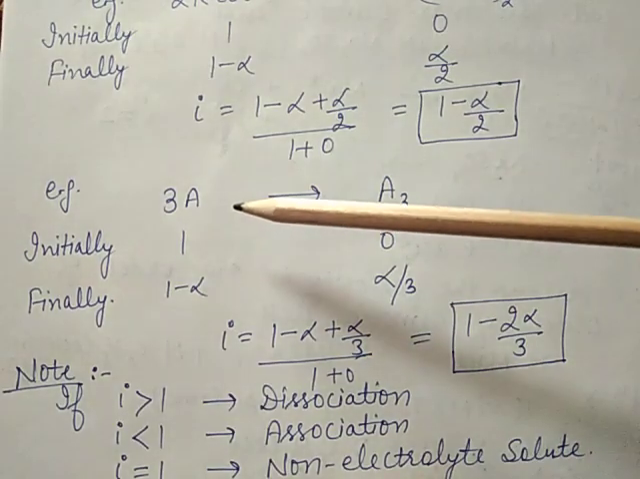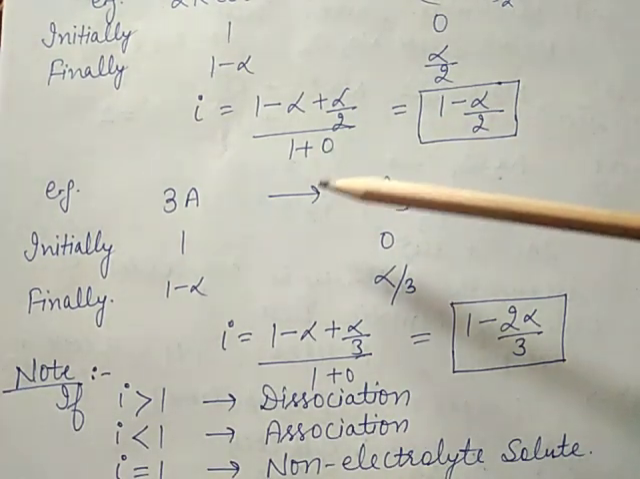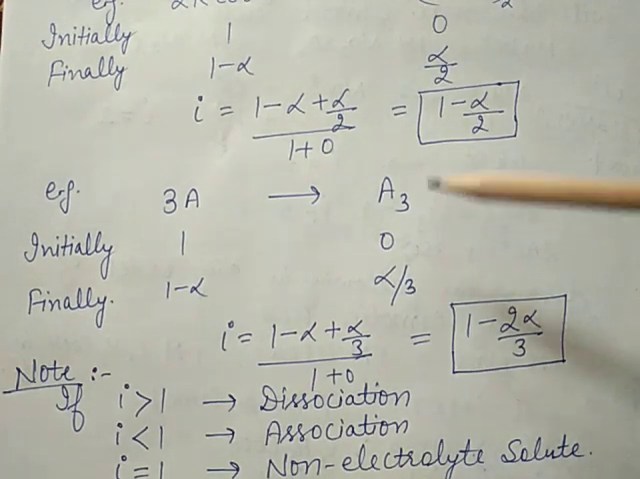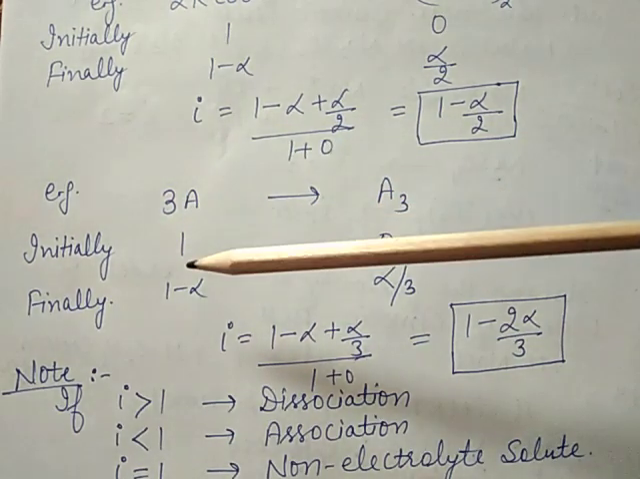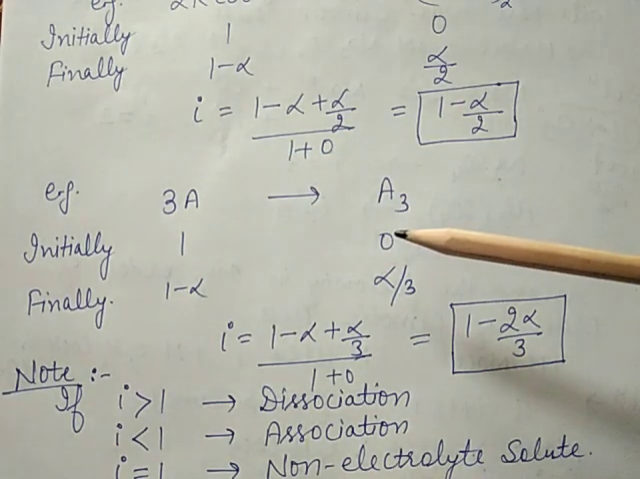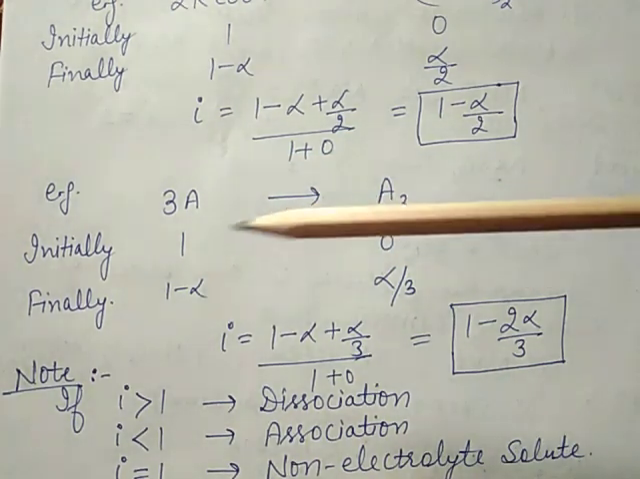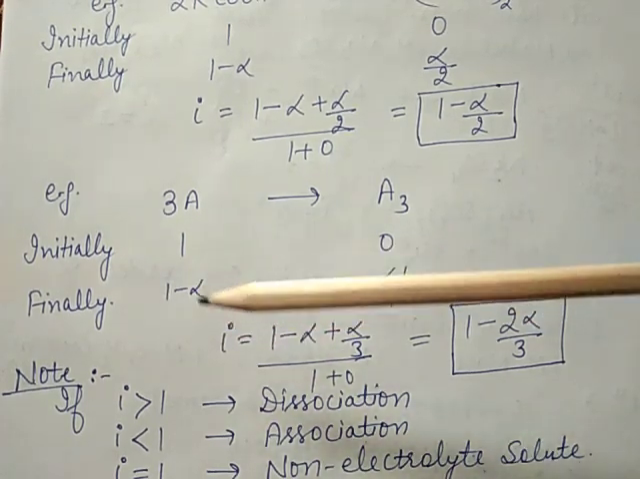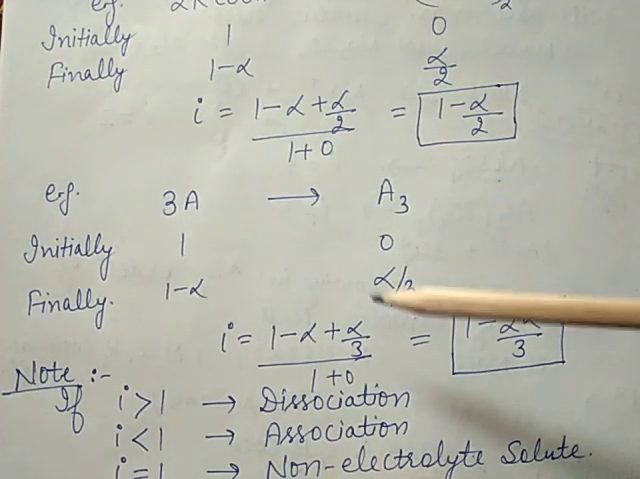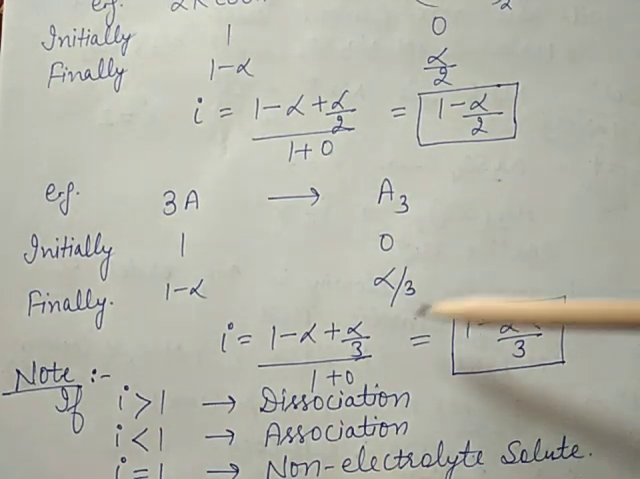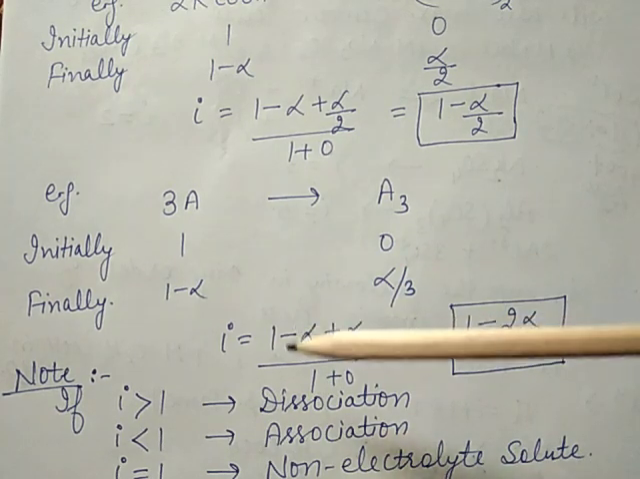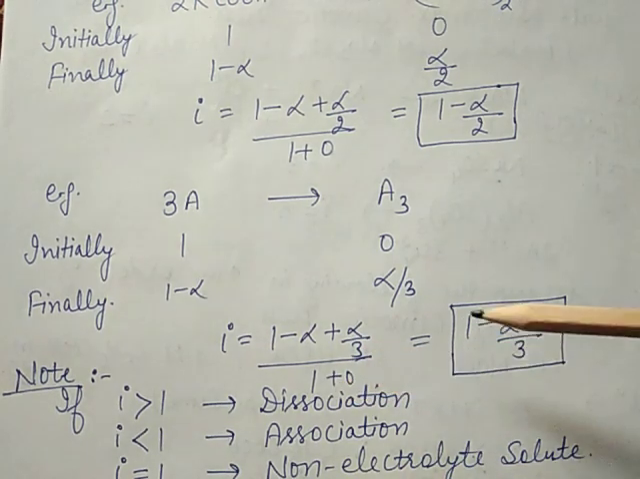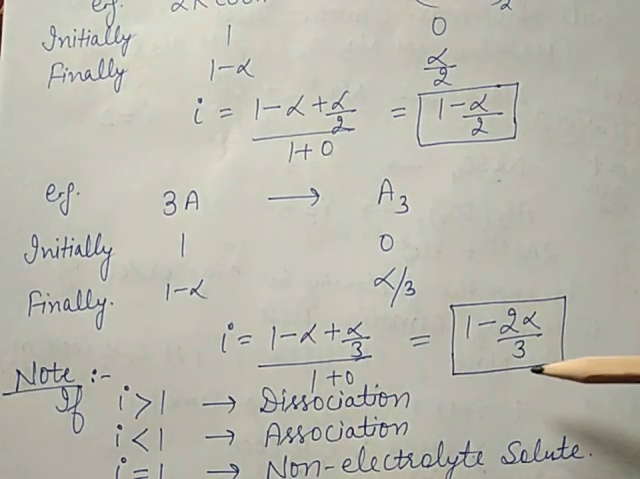Next example, 3A. After 100% association, A3 is formed, means trimerization. Suppose initially it has 1 mole and this has 0. At equilibrium, how much left? 1 minus alpha, and here alpha divided by 3. Iota is equal to 1 minus alpha plus alpha by 3, divided by 1 plus 0, that is equal to 1 minus 2 alpha by 3.